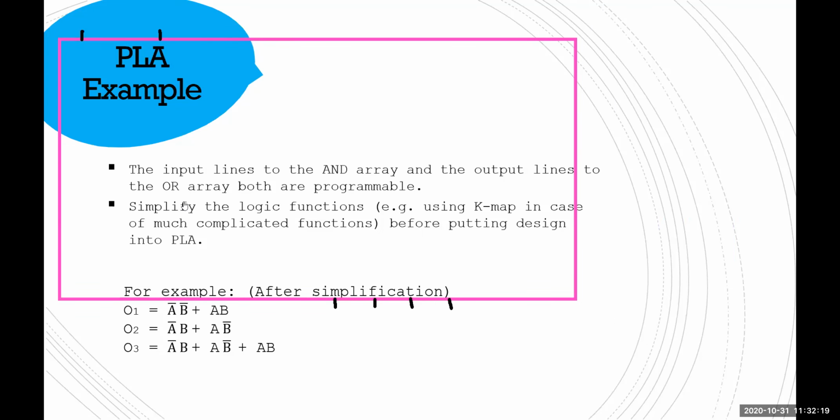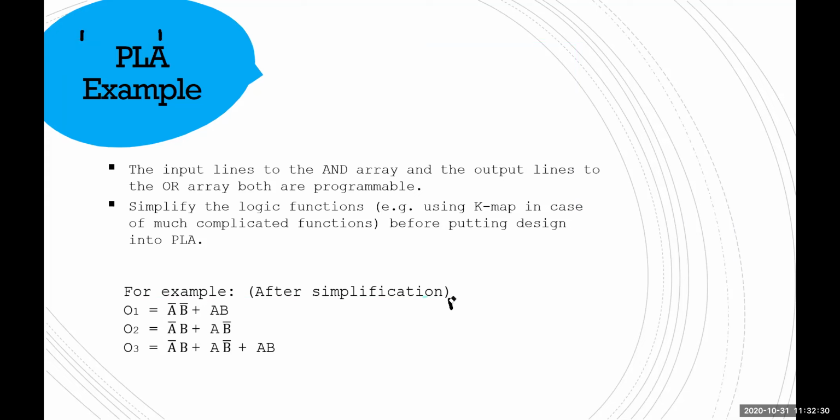Here you can see the input. Okay, one example. In this example, they have said to implement these using PLA. You have one output, that is A bar B bar plus AB, O1. That means you have a second output, that is A bar B plus A B bar. The third output is A bar B plus A B bar plus AB.